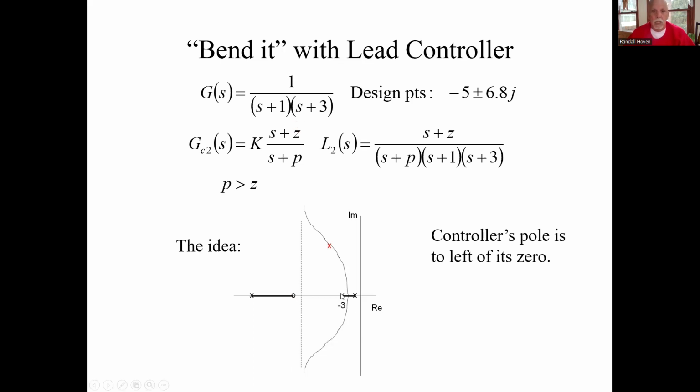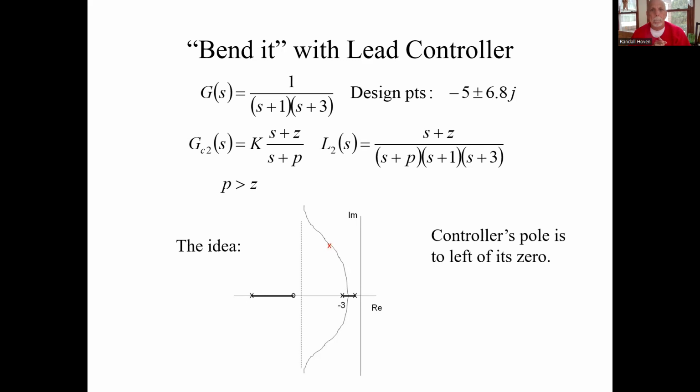So here were the two poles of the plant, which is a given. And we're also considering this design point as a given. Here's the two poles of the plant. We're going to add a zero, and we're going to add a pole that's to the left of the zero. Ignore this dashed vertical line. I'm not sure what it's doing there. And here's the design point, -5 plus or minus j 6.8. We're going to want to know where to put the new zero and pole.